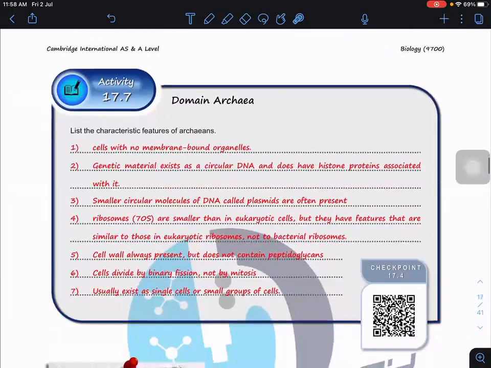Okay, so again, highlight here, guys. This is very important. Because they are prokaryotic cells, they don't have membrane-bound organelles. It means they don't have mitochondria, they don't have chloroplast, they don't have a nucleus. They do have circular DNA, and the circular DNA does have histone protein. This is a characteristic of Archaea: circular DNA with histone protein associated with it.